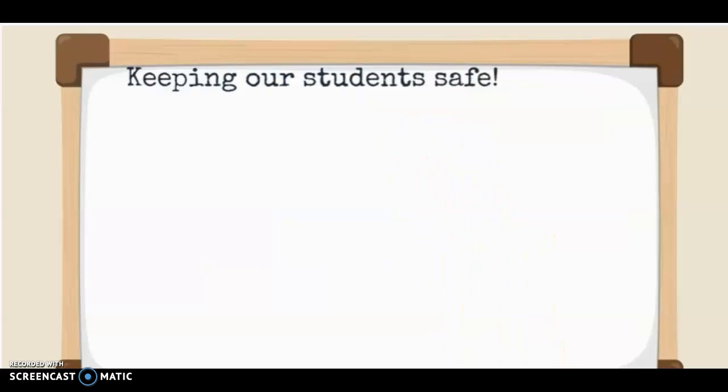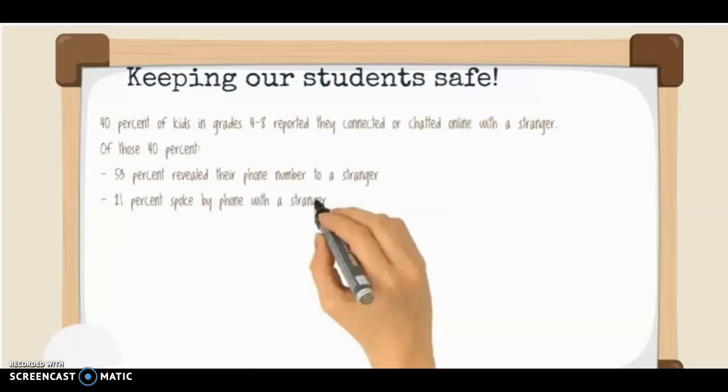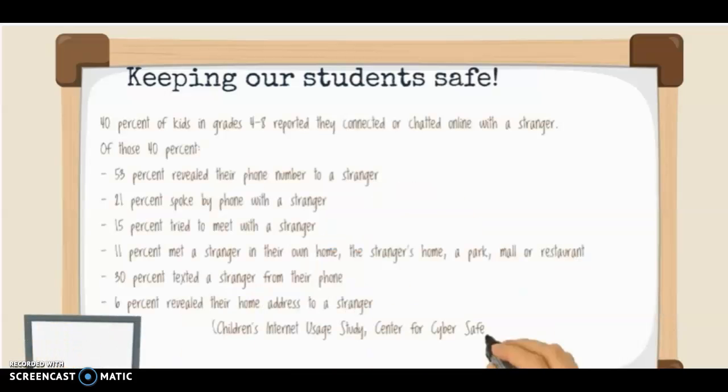The first statistic is according to the Children's Internet Usage Study, 40% of kids in grades 4 through 8 reported that they connected or chatted online with a stranger. Of those 40%, 53% revealed their phone number to a stranger, 21% spoke by phone with a stranger, 15% tried to meet with a stranger, 11% met a stranger in their own home, the stranger's home, park, mall, or restaurant, 30% texted a stranger from their phone, and 6% revealed their home address to a stranger.